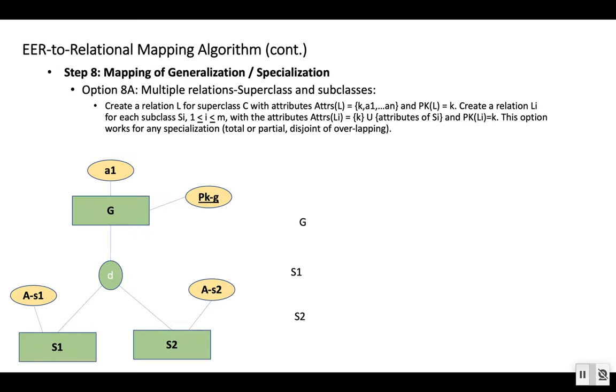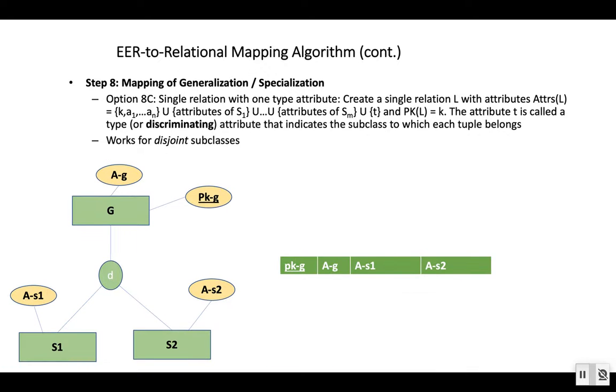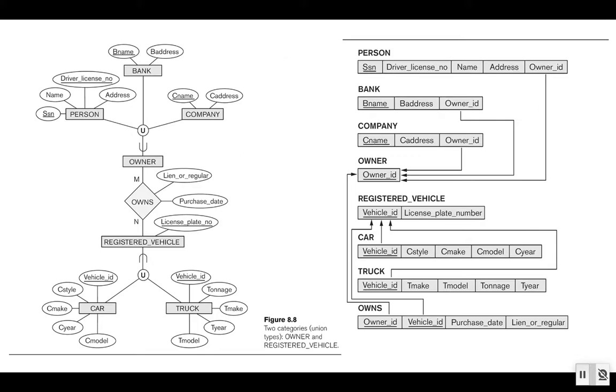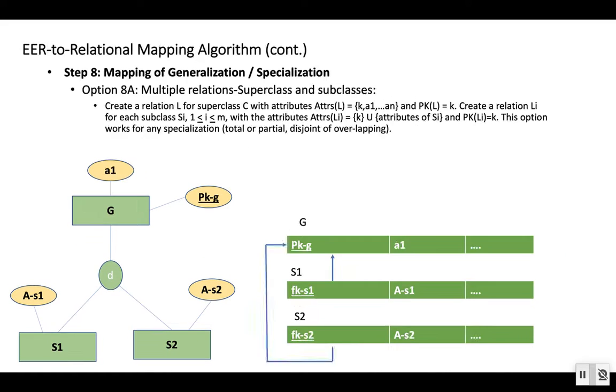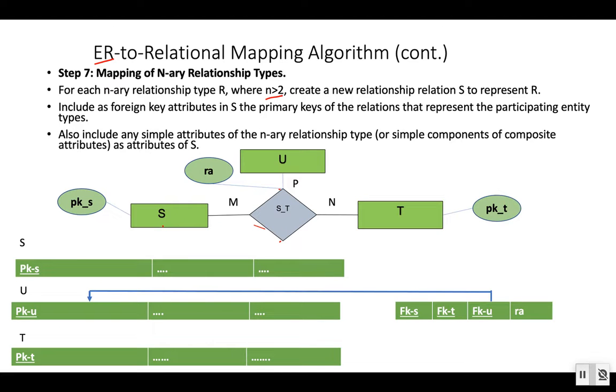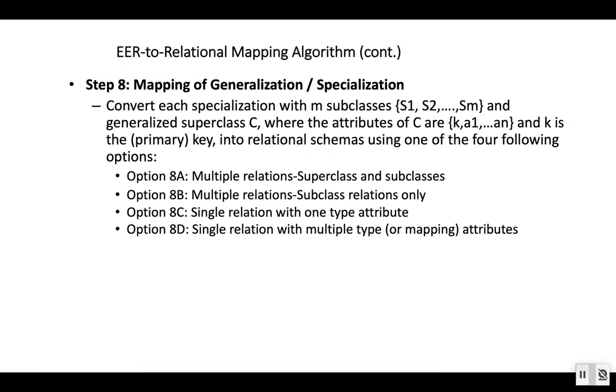So the next few steps, step 7, I have step 8 and step 9 actually, that will talk about entity relationship, enhanced entity relationship model to relational mapping. So in step 8 we are going to see how to map generalization and specialization.